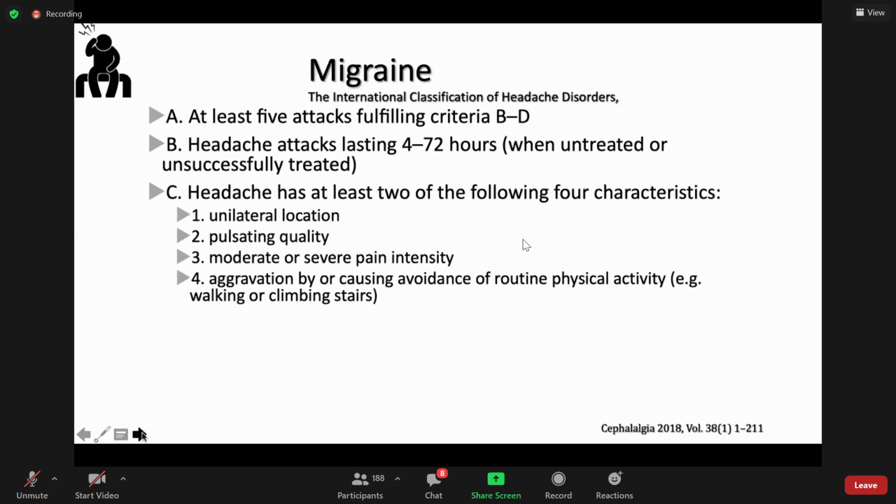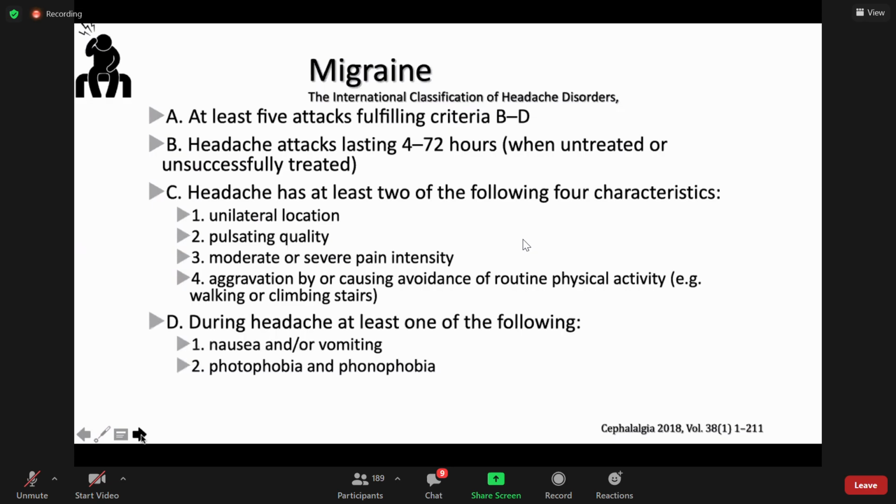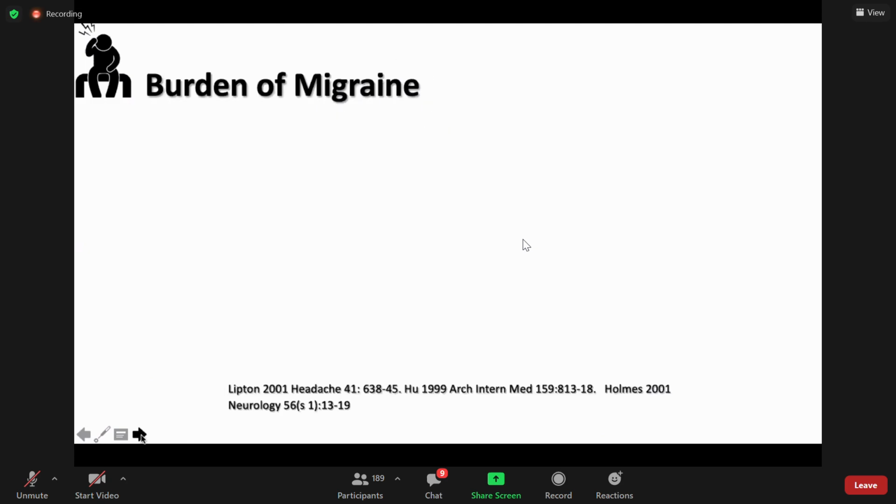That's why the patient tries to avoid routine physical activity such as climbing stairs, walking, or even sitting in a bright room. They try to go to a dark room. And during the headache, there is nausea or vomiting, photophobia and phonophobia. And of course, this is a disclaimer, these symptoms should not be accounted for by another cause of headache as in the list.